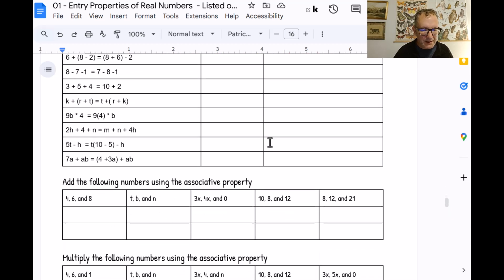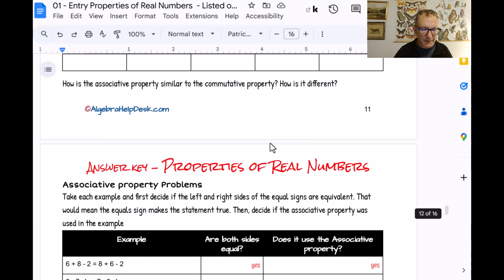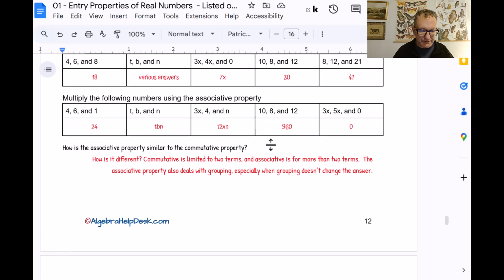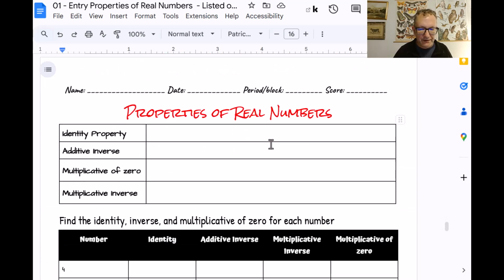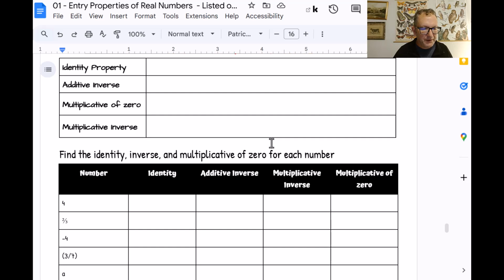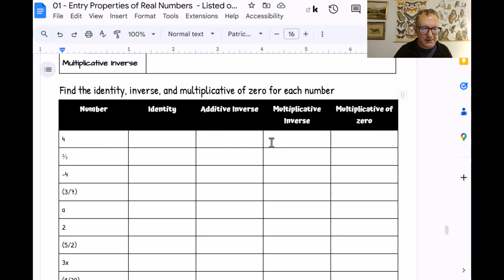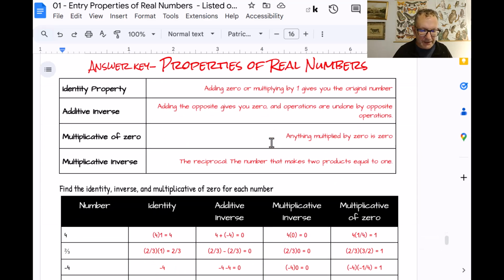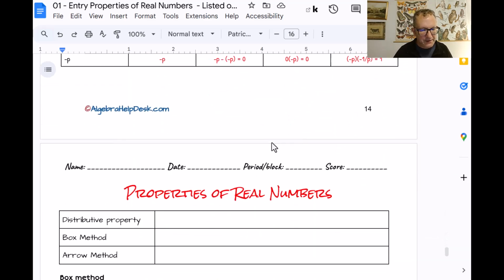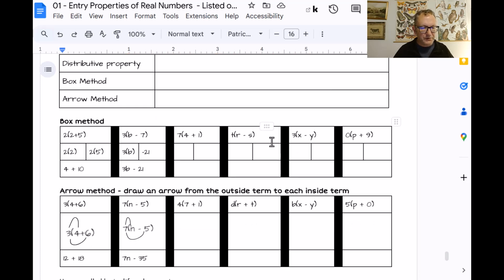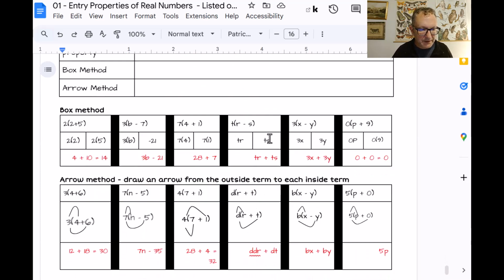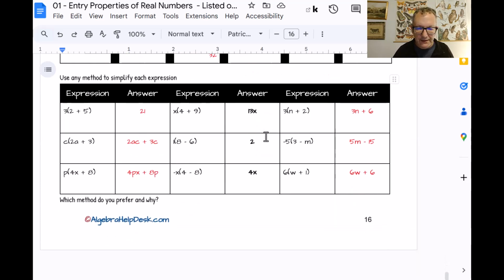Notice how we break them down by property. Now see that I'm trying to be mindful of the time, so we'll just scroll here. Here's one more. We're going to find the identity, inverse, and of some numbers. Here's our answer key. We keep going. This one prepares them to solve equations with distribution eventually. So again, we got the answer key, and that's it.